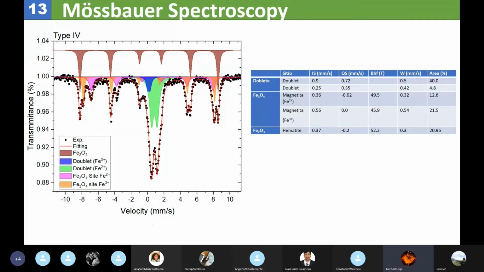And similarly, in the center we have two doubles, which could be associated with a double of magnetite and wustite. So magnetite, in the case of nanomagnetite.